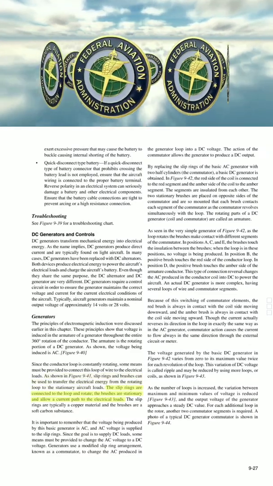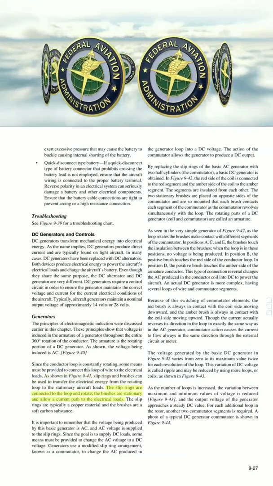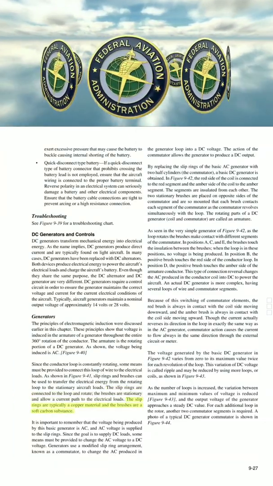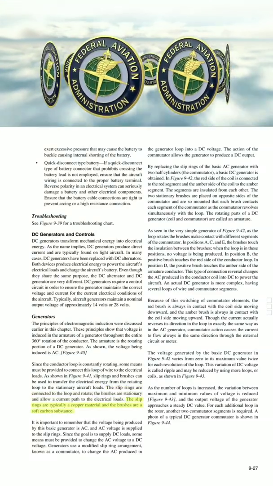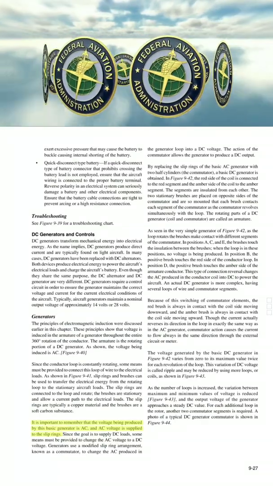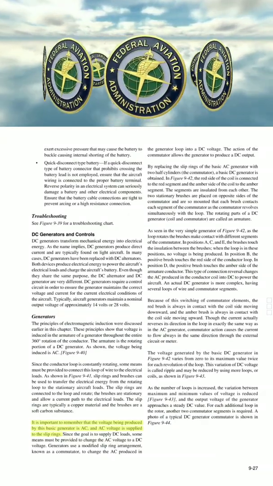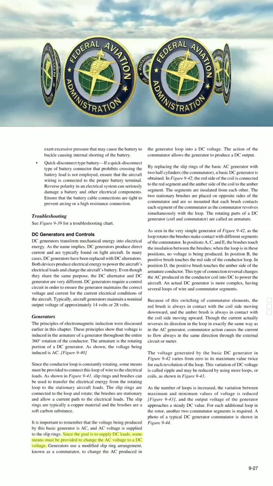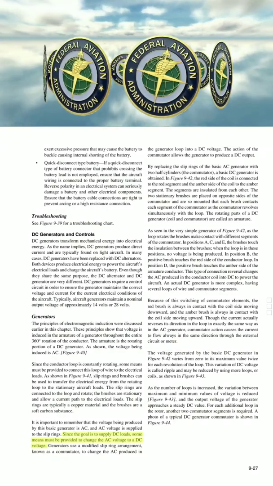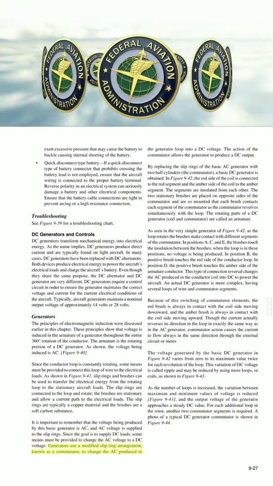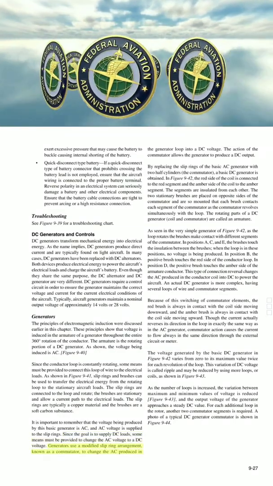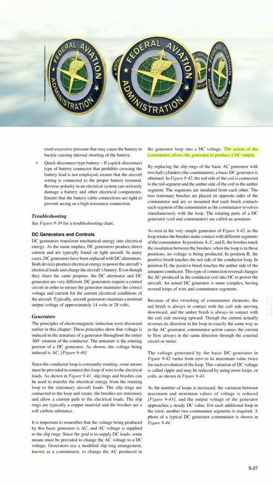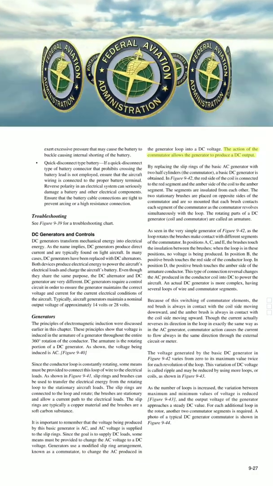The slip rings are connected to the loop and rotate, the brushes are stationary and allow a current path to the electrical loads. The slip rings are typically a copper material and the brushes are a soft carbon substance. It is important to remember that the voltage being produced by this basic generator is AC, and AC voltage is supplied to the slip rings. Since the goal is to supply DC loads, some means must be provided to change the AC voltage to a DC voltage. Generators use a modified slip ring arrangement, known as a commutator, to change the AC produced in the generator loop into a DC voltage. The action of the commutator allows the generator to produce a DC output.